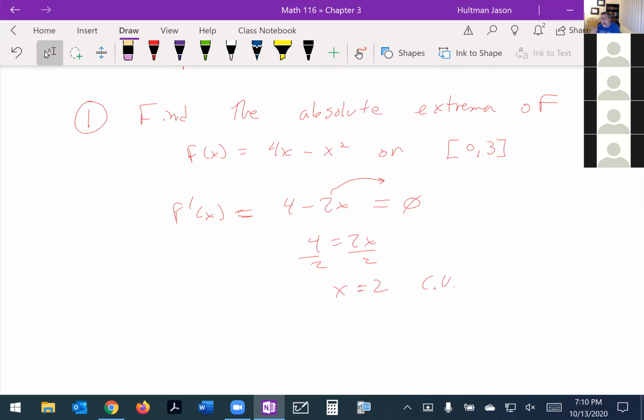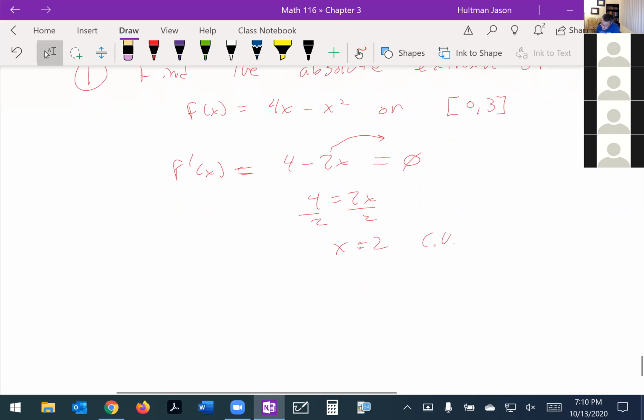So I know that this thing's either a relative max or a relative min. Don't know which. I don't really care. I just know that it is one at this point. So what I'm going to do is evaluate the y value at x equals 2. Don't care if it's a min or a max. I just want to know, is it a winner?